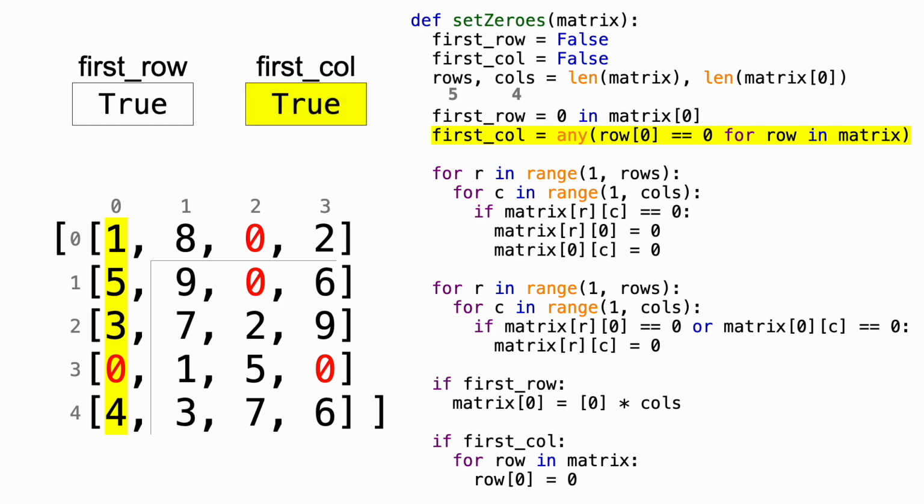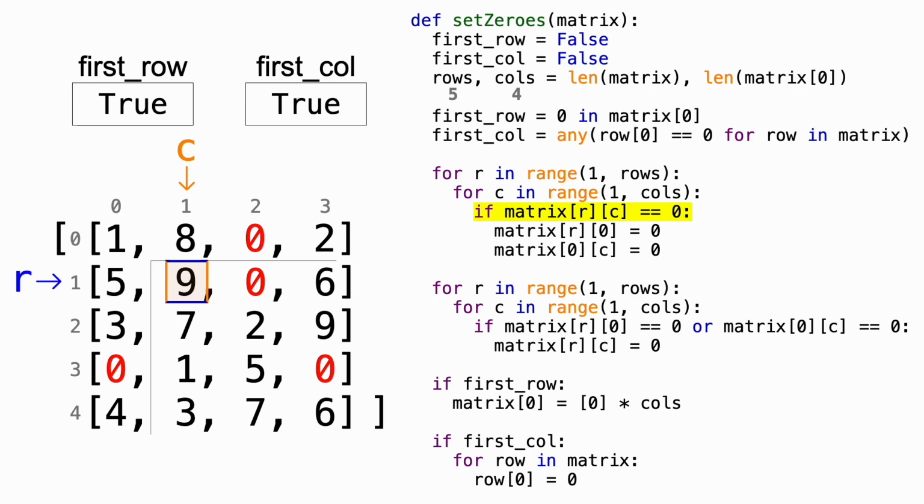Now that we've processed the first row and column, we'll start iterating over the rest of the matrix to find out where the rest of the zeros are. We'll use the variable r to iterate over the rows, and c to iterate over the columns. And these will both start at index 1 because we already processed the first row and column. Then we'll check if the element at row r and column c is equal to 0. If it is a 0, then we'll have to set the indicators for that row and column to 0.